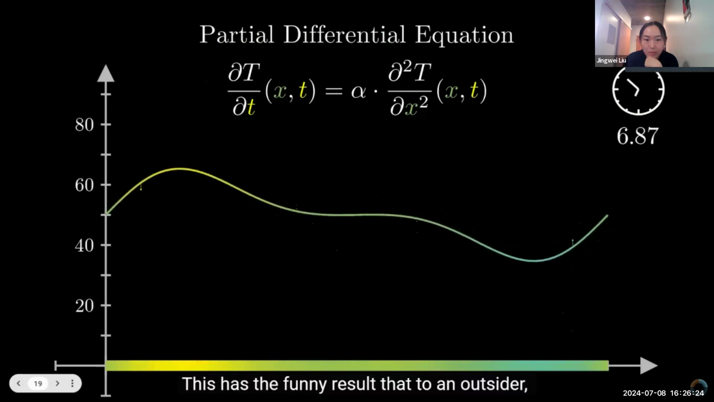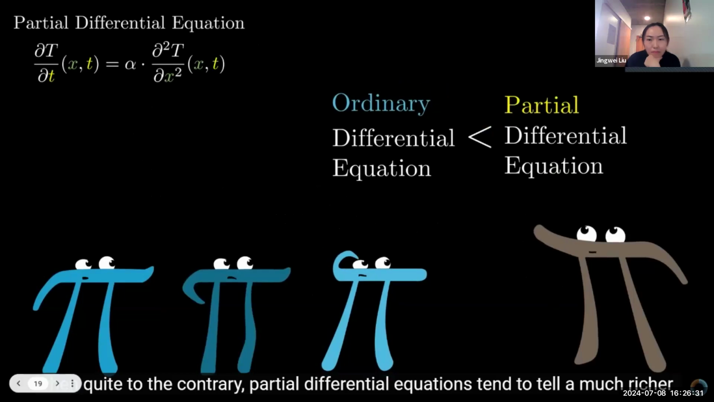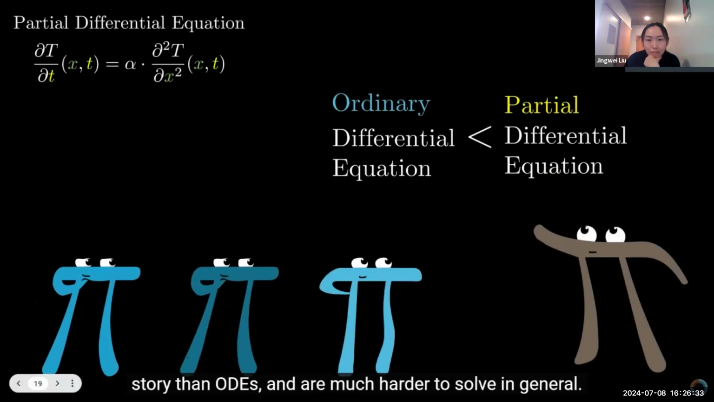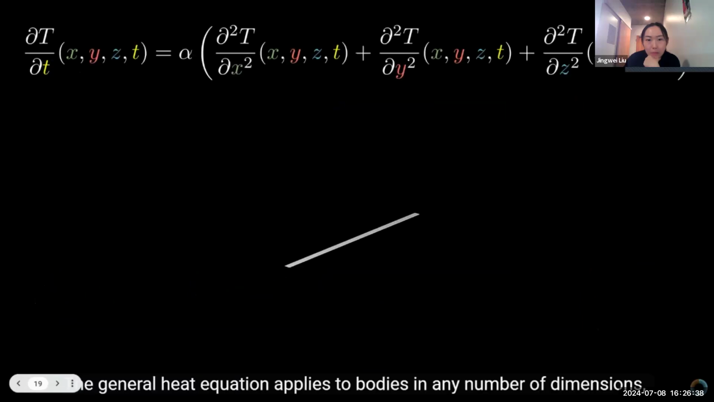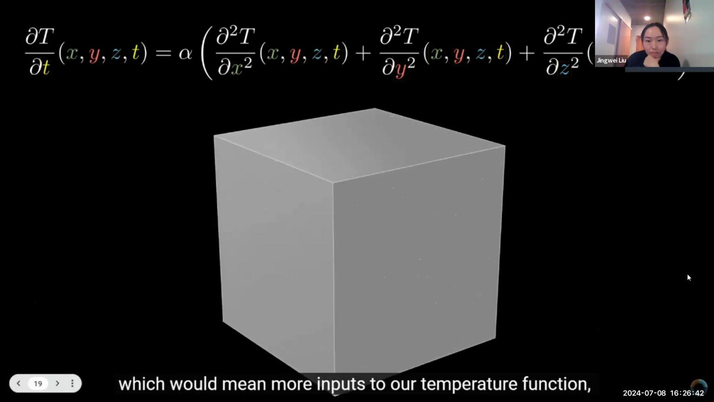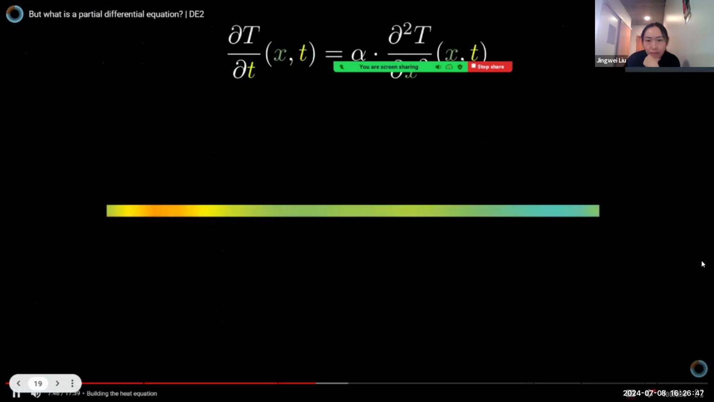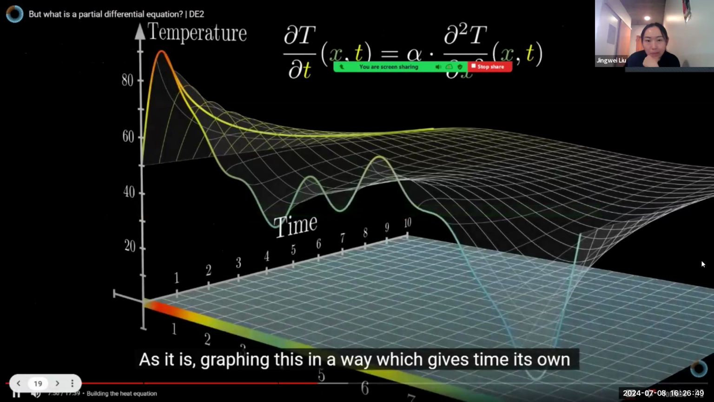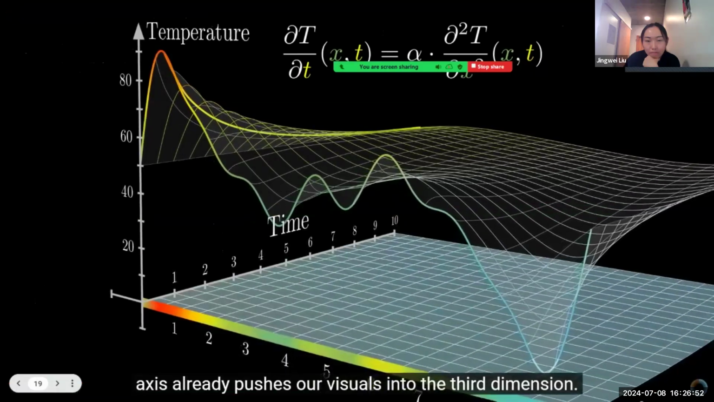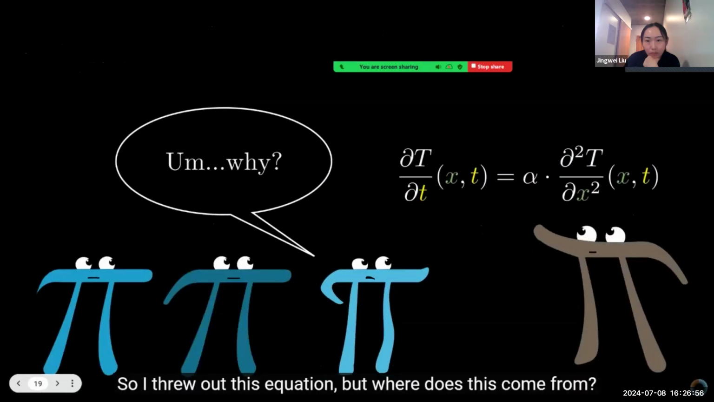This has the funny result that to an outsider, the name sounds like a tamer version of ordinary differential equations, when quite to the contrary, partial differential equations tend to tell a much richer story than ODEs, and are much harder to solve in general. The general heat equation applies to bodies in any number of dimensions, which would mean more inputs to our temperature function, but it'll be easiest for us to stay focused on the one-dimensional case of a rod. As it is, graphing this in a way which gives time its own axis already pushes our visuals into the third dimension. So I threw out this equation, but where does this come from?